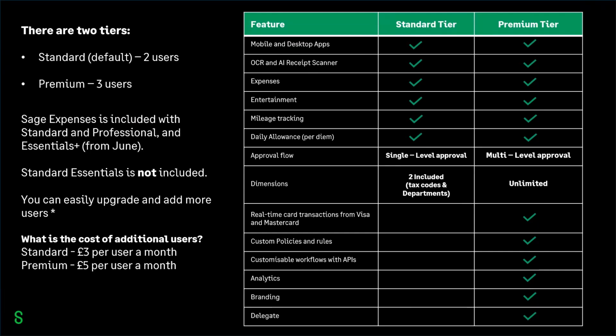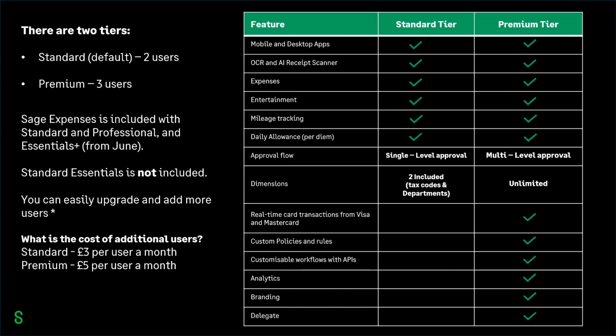Most Sage 50 accounts customers already have standard included, and that comes with 2 users. We're going to delve more into the users in just a moment, so do hold out for that. If you're on the business package, you will start with premium, which includes 3 users. It's easy to add more if you need them, whether you're on standard or premium.